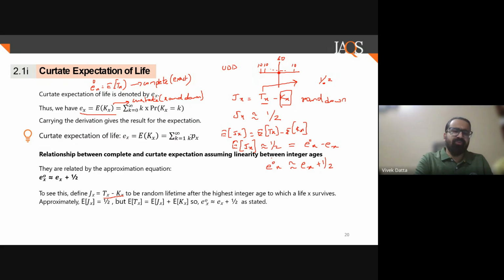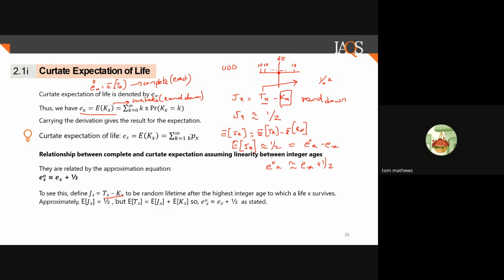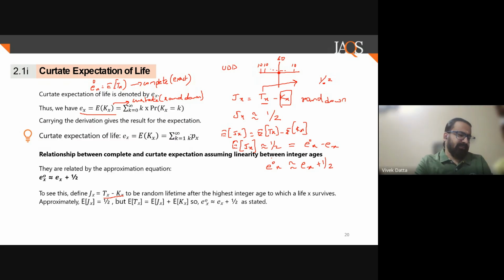So it's a two-step derivation. I have elongated it to explain it. We can say that JX is a random variable between 0 and 1, so its expectation is 1/2. It's a random variable between 0 and 1 because JX is defined as TX minus KX, not just any random number. Because we are defining JX to be equal to TX minus KX, and that difference cannot be greater than 1.